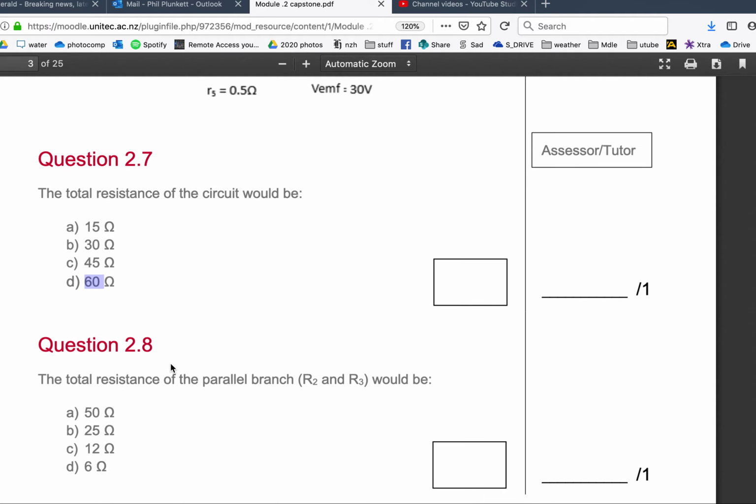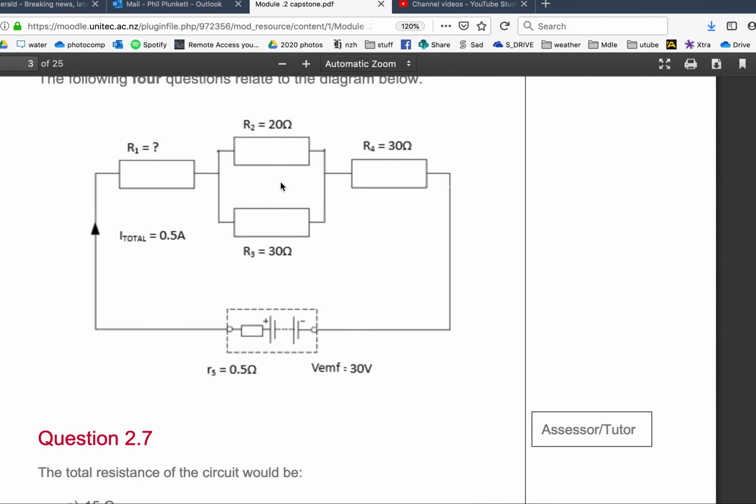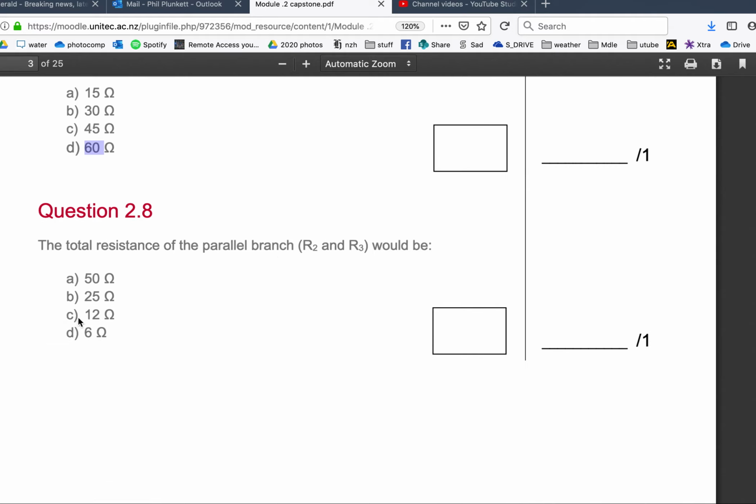Okay, next question. Total resistance of the parallel branch R2 and R3. Let's go up and have a look at this. These two are in parallel. So it's 1 over 30 plus 1 over 20, inversed. Or what I do, if it was two 20s, it would equal 10. If it was two 30s, it would equal 15. So I'm looking for an answer between 10 and 15. I'm not even going to get my calculator out. I'm going to see if there's an answer between 10 and 15. And there is. That's a bit of a cheating way of doing it, but it works. Okay, 12 ohms.